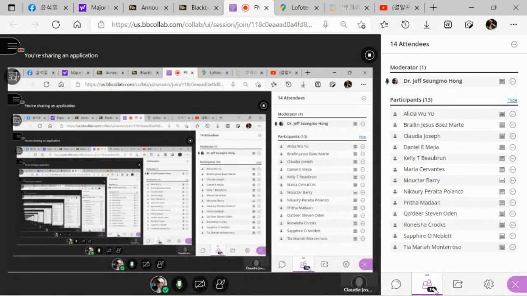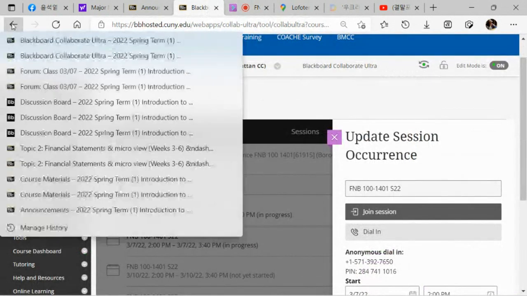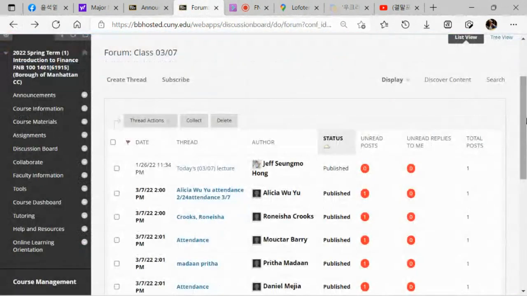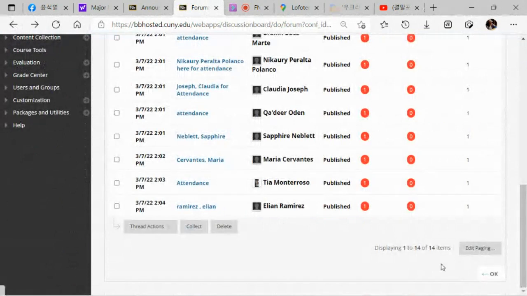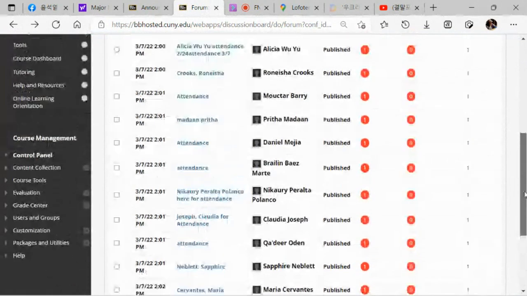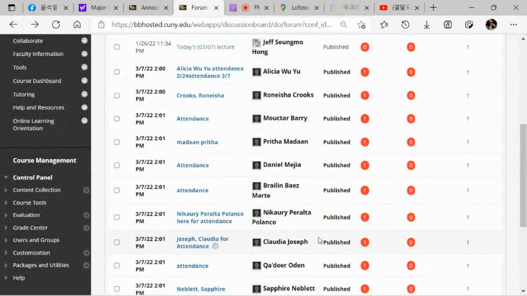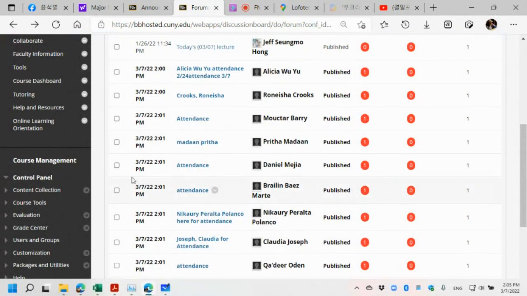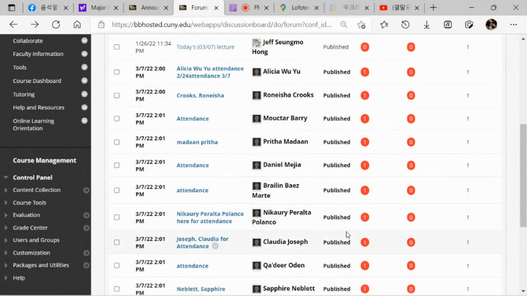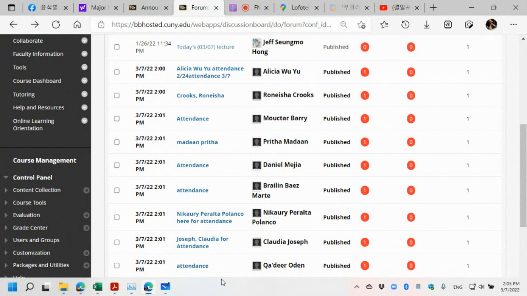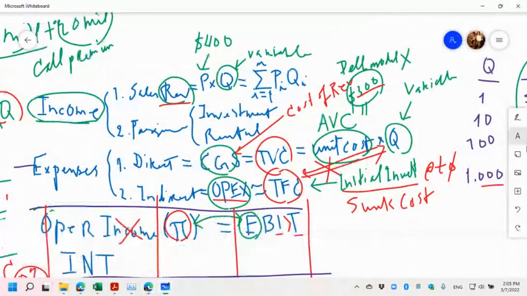I see 13 people here, and on today's forum I also see 13. Everyone in the Collaborate session is also in today's forum, right? So the numbers match.